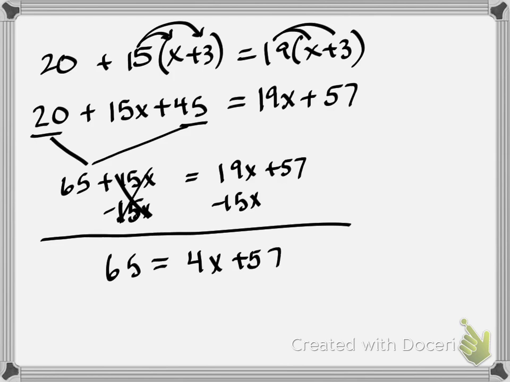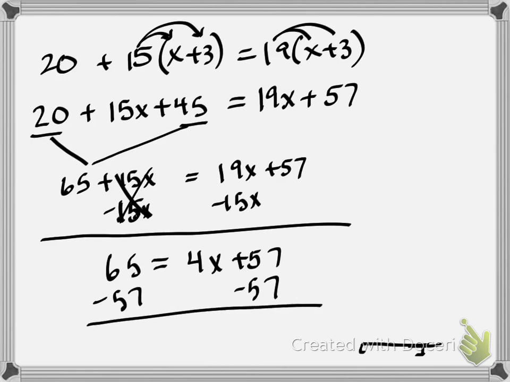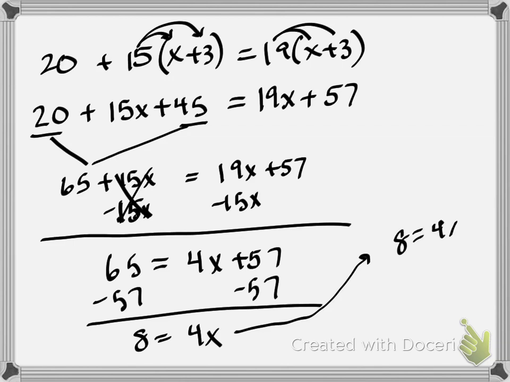Okay, now we're going to get our numbers all together. So we're going to subtract 57 on both sides. And that gives me 8 equals 4x. And at that point, you can probably see where we're going with this. Let's go, 8 equals 4x. Divide both sides by 4, and you get x is equal to 2.